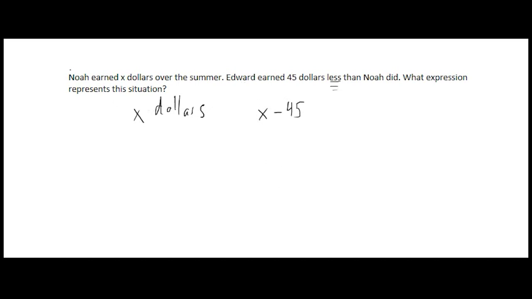If, for instance, Noah earned $45 over the summer, Edward, having earned $45 fewer than Noah, would have gotten $0.